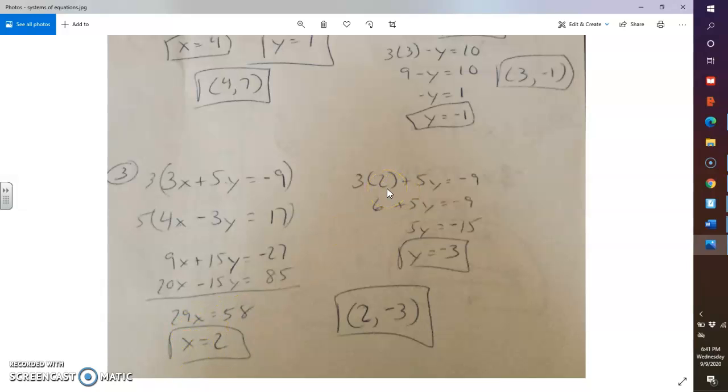And now I plug back into an original. 3 times 2 plus 5y equals negative 9. 6 plus 5y equals negative 9. You divide by 5 on both sides, and y equals negative 3. And if you want to check your work, and you can do this in all of them, you take your point and plug it into both equations. It should make both equations true. 3 times 2 is 6. 5 times negative 3 is negative 15. 6 and negative 15 is negative 9. 4 times 2 is 8. Negative 3 times negative 3 is 9. 8 and 9 is 17. So therefore, I must have done it correctly.